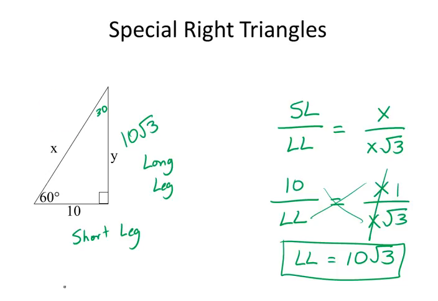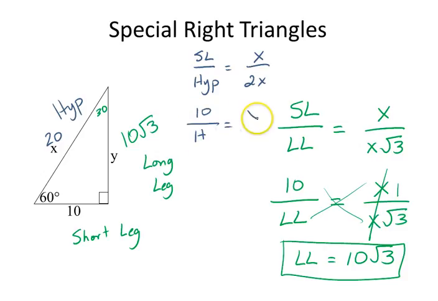Now, to go the other way from my short leg to my hypotenuse, I'm going to multiply by 2. You can just memorize that, where this here is going to be 20. Or again, we can use a ratio. Short leg over hypotenuse equals x over 2x. My short leg is 10. I don't know my hypotenuse. x over 2x. Again, I can cross out the x's because they're on top of each other, leaving me a 1. So 1h equals 20, which is the same thing I found.